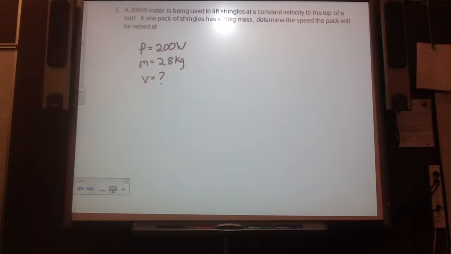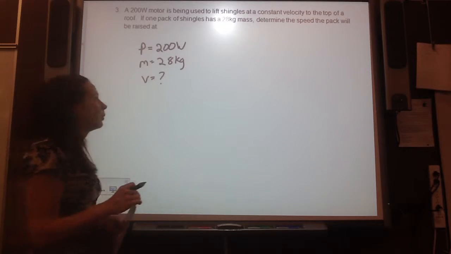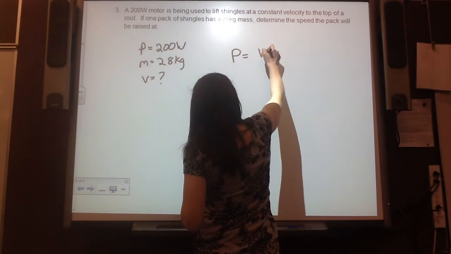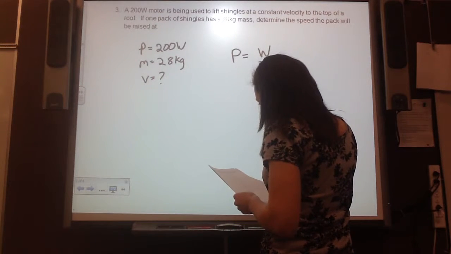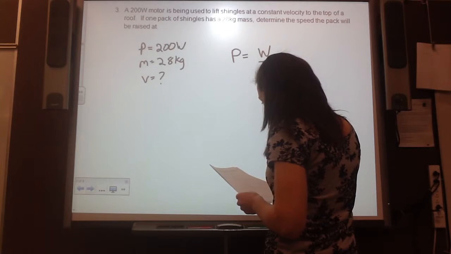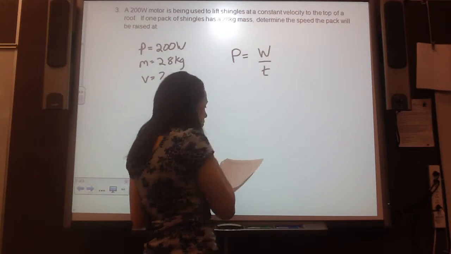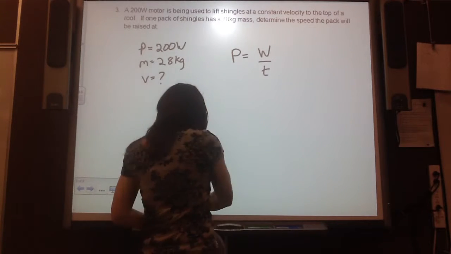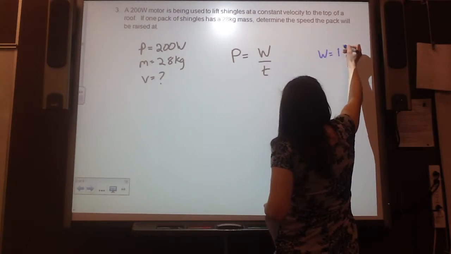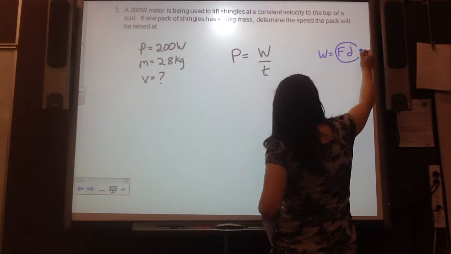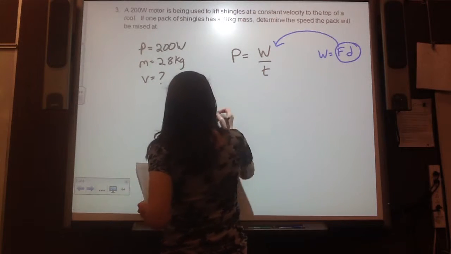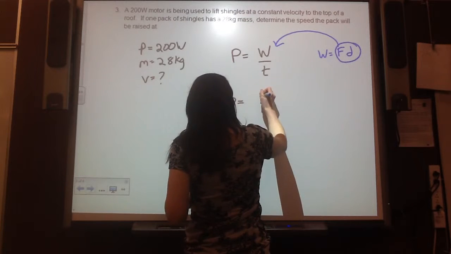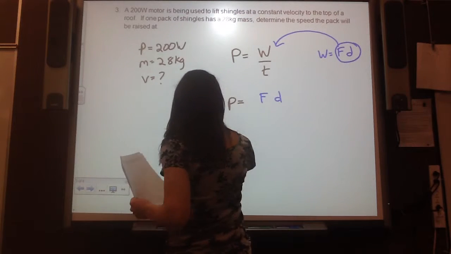But there's no change in Ek, so using delta Ek is not really appropriate. So let's start with writing P is equal to W over t. Now, W is equal to F times d. So we're going to substitute F times d into W. So now P is equal to F times d divided by t.